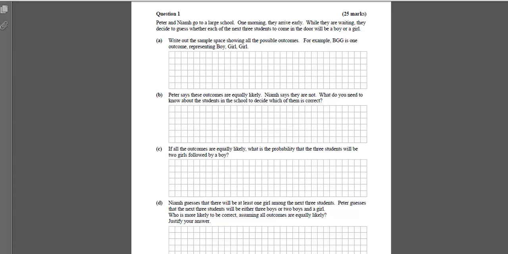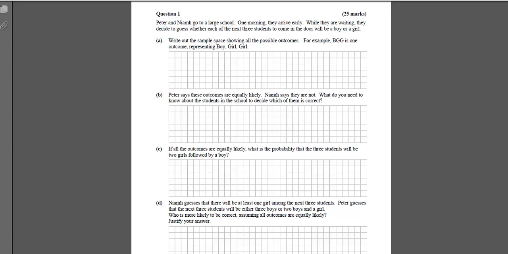So what would we need to know about the students in the school? Well, we need to know what the distribution is, or how many boys and girls are there in the class. If it's 50-50, if there are as many boys as girls in the class, then Peter would be right. So that's all we'd write. We need to know the number of boys and girls in the class.